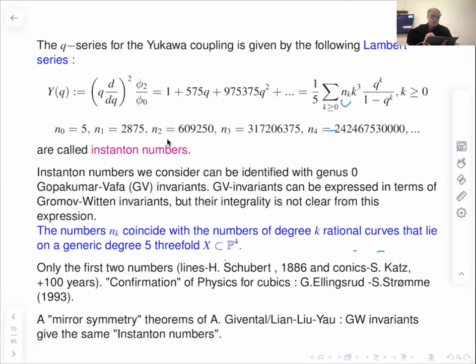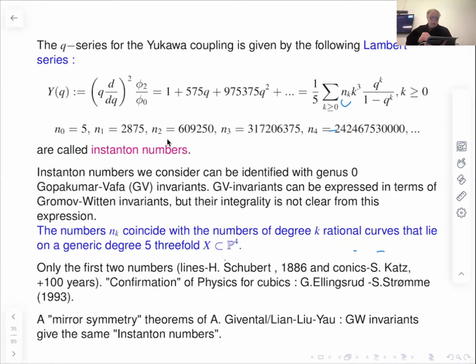So physicists computed many coefficients. The next coefficient was unknown, but supposedly this should be the number of cubics. And this confirmation of the physics conjecture, of this physics computation, mathematically was done in the paper of Ellingsrud and Strømme, Norwegian algebraic geometers. They used localization formulas to prove that really, if you take degree 3 curves on the quintic threefold in P4, then it corresponds to this number which Lian and Candelas and collaborators obtained.